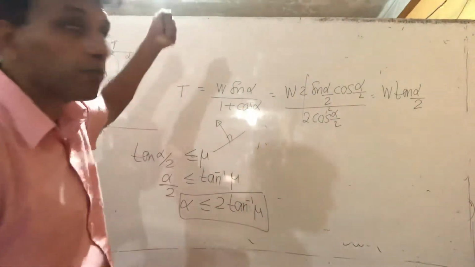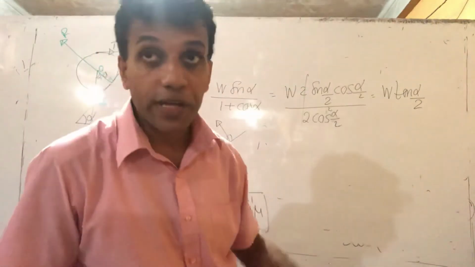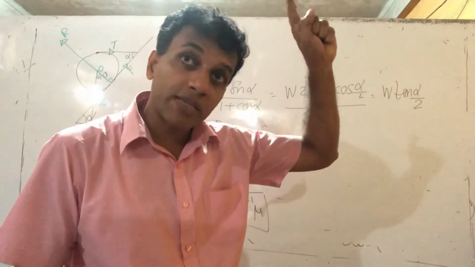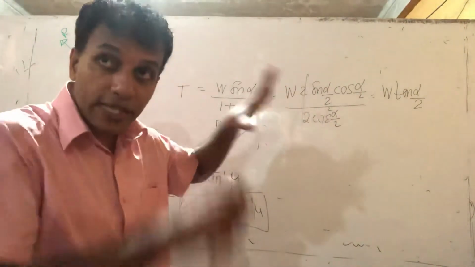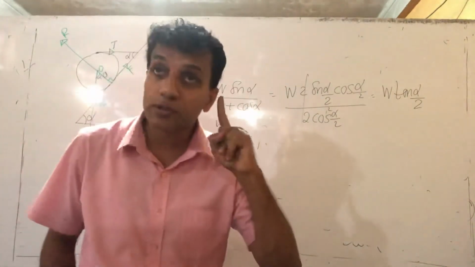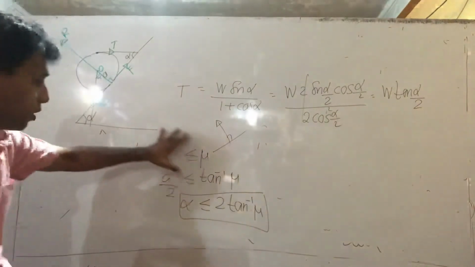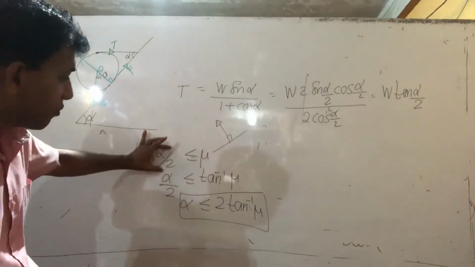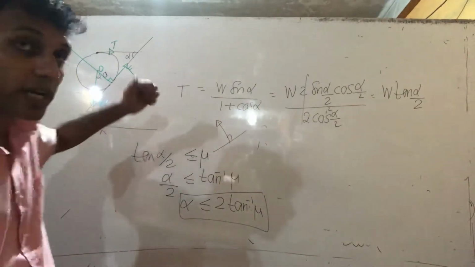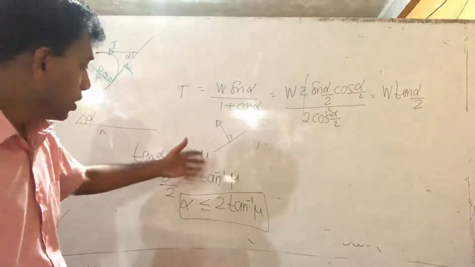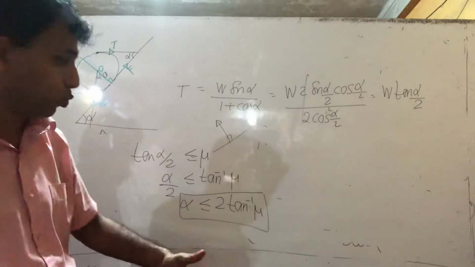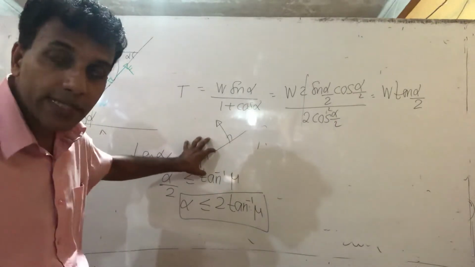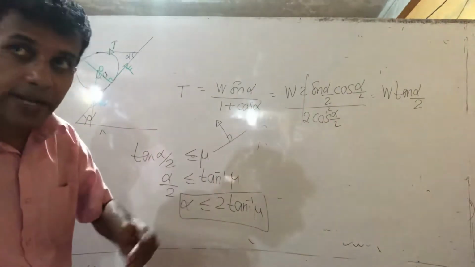When T becomes max, tan alpha becomes max. Tan alpha maximum is infinity, tan 90. Don't say that value, in this question they ask in terms of mu; here we have the answer. Tan alpha by 2 maximum is what? Mu. It was mu, tan alpha by 2 less than or equal to mu. Therefore the maximum answer is mu, others are smaller than that.